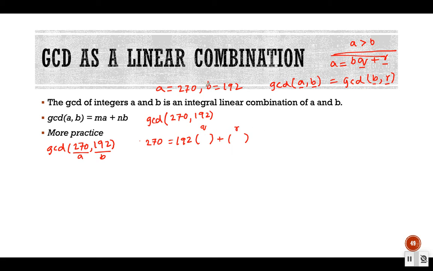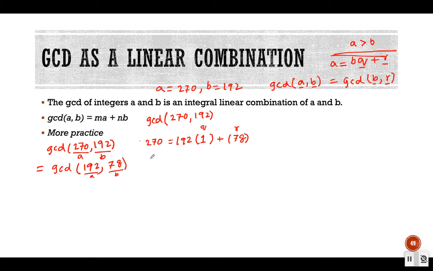All right, and that would be actually 1. Okay, and R would be 78. So what that means is that GCD(270, 192) is the same as GCD(B, R), which is GCD(192, 78). Now I have to find the GCD of 192 and 78, and I can implement the same Euclid algorithm. So in that case my A is 192 and B is 78.